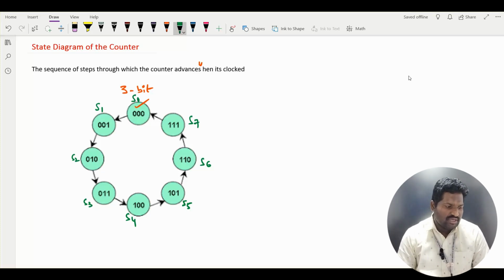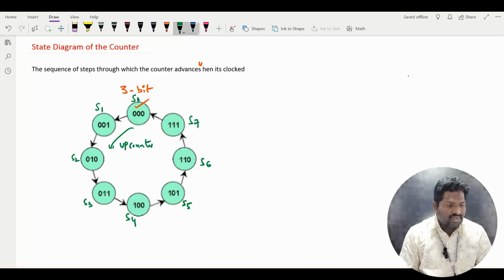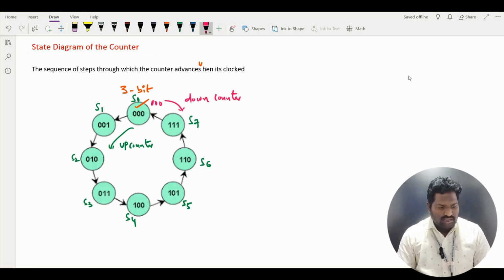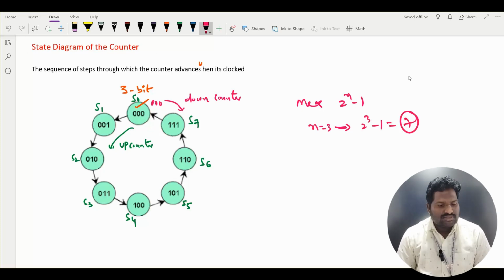If you go in this direction, it is like an up counter. Otherwise, if the initial state is 000 and the next state is 111, then it is known as a down count. And if you take a 3-bit up counter, the maximum count is 2 power n minus 1. If n is equal to 3, it is 2 cube minus 1, which is 7. So these are the 7 states we can see when you are using a 3-bit counter.